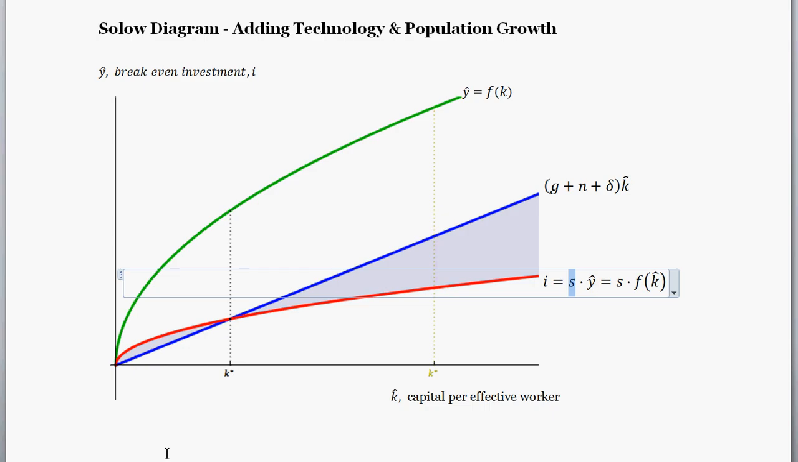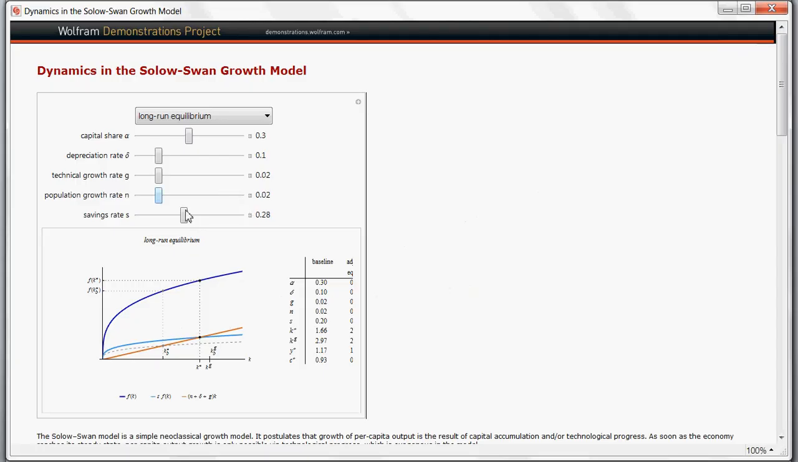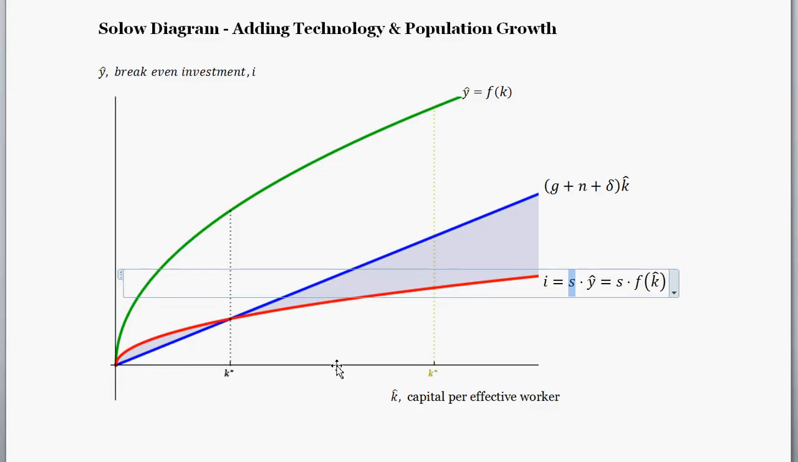Wolfram Alpha has a nice little demonstration. If we start off at this savings rate right here and increase it, we see this light blue line shift up, and we see the new K star at a higher level. So you were here, and now we result in a K star, a steady state level of capital per worker, there. However, the stock of capital per effective worker does not change instantaneously. That's the main point of this whole thing. There's a dynamic process that evolves through time that describes how it happens.